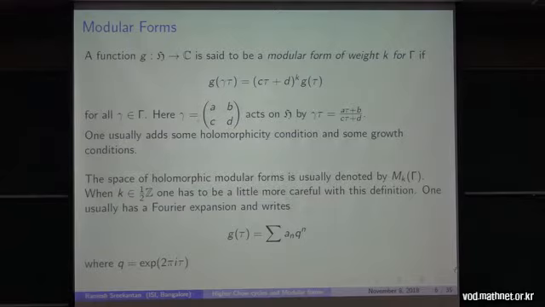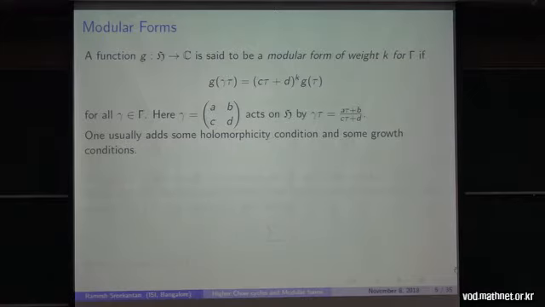Most of the time, if the element 1 1 0 1 is in gamma, that means the function is periodic, and so it'll have a Fourier expansion. If it's holomorphic, it'll have a Fourier expansion of the form g of tau is the summation of a n q to the n, where q is e to the 2 pi i tau. So this is what a modular form is in some rather simple sense.